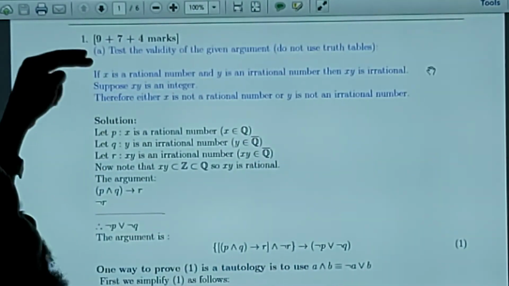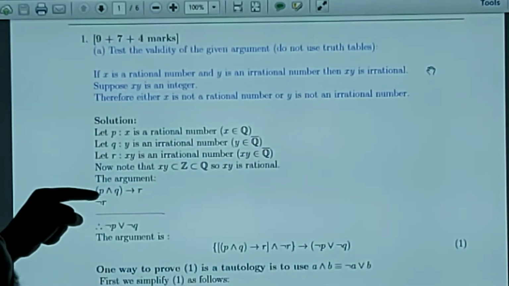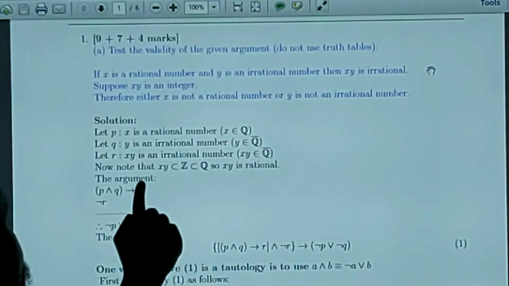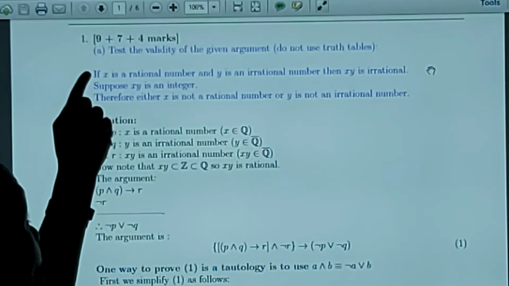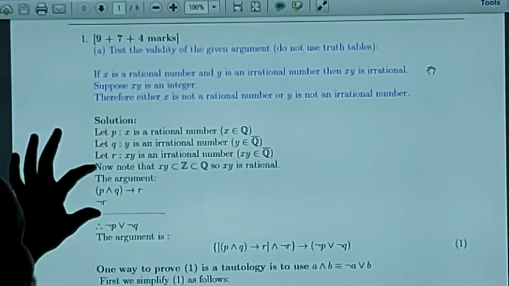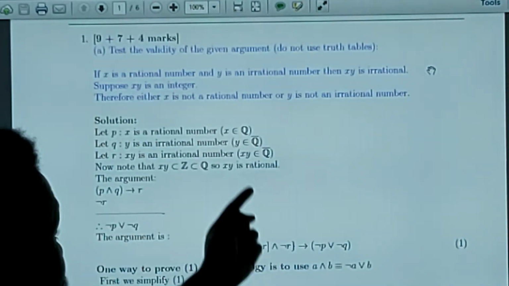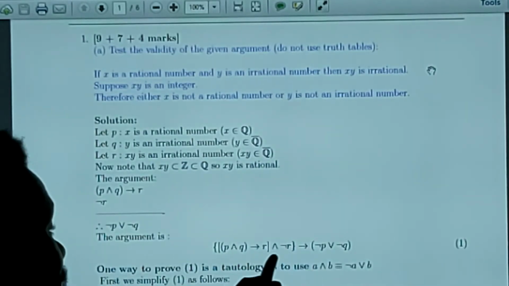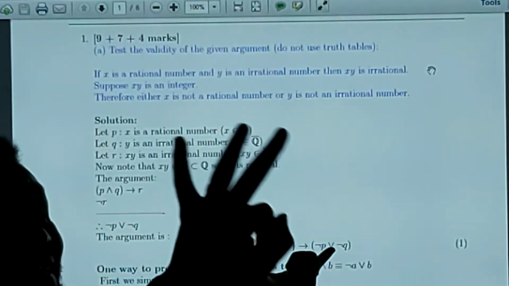So now we write P1 and P2, therefore Q. How do we write it? P1 is P and Q, a conjunction, which implies R. P and Q implies R. And P2 is the supposition, and negation of R, therefore this. So the argument is P and Q implies R, and negation of R, all that implies either this or that. For that, you get 3 marks.